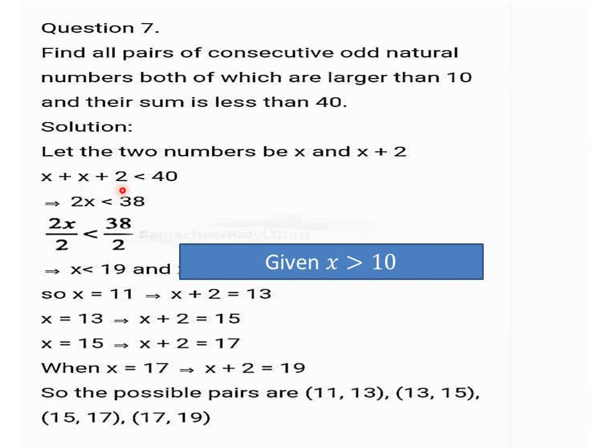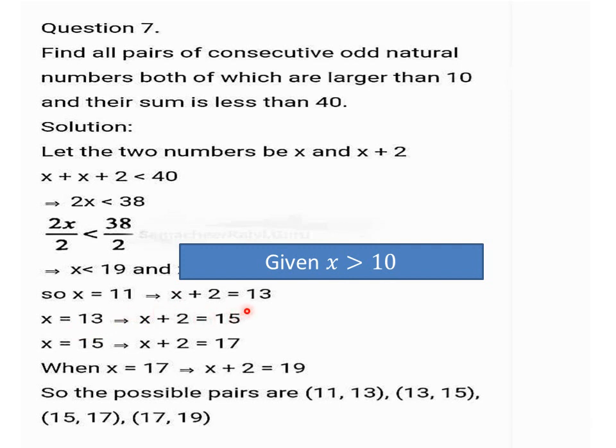So x plus (x plus 2) is less than 40. From this you can write 2x plus 2 is less than 40. So 2x is less than 38. Now divide by 2 on both sides. You will get x is less than 19. So we have x is less than 19, and in the question it is given both the numbers should be greater than 10, isn't it? So x is greater than 10 we have. So we can take the values like this. The minimum value or the first value will be what? 11. X is greater than 10 and from 11 only it starts. So if you take x equal to 11, the next odd number will be what? X plus 2, that is 13. So this is one pair.